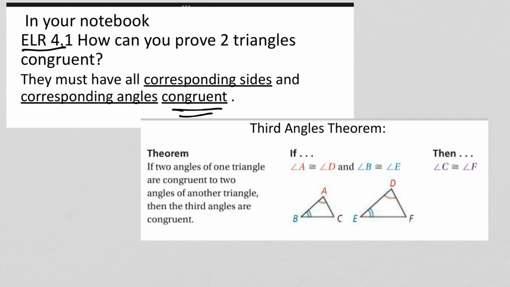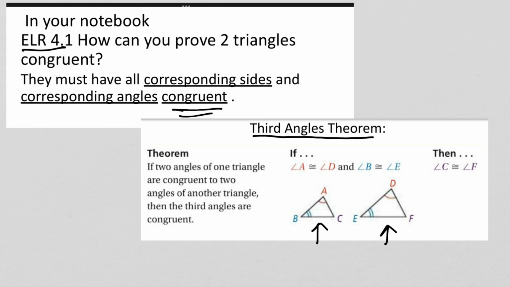So there is a new theorem that you need in your notebook called the third angles theorem. If I have 2 angles of one triangle congruent to 2 angles in another triangle, so if you look over here, we have A equal D, B equal E. Why would the third angle be the same, C and F? Well, think about it.